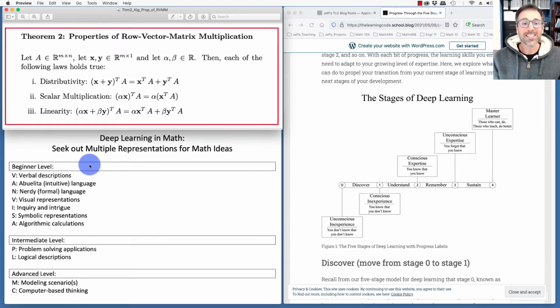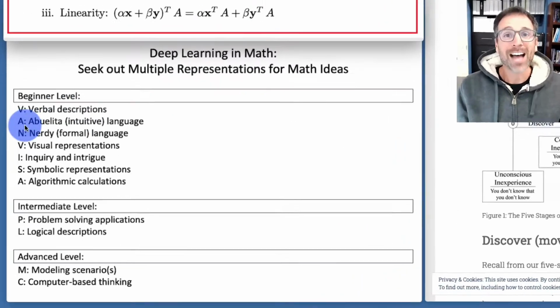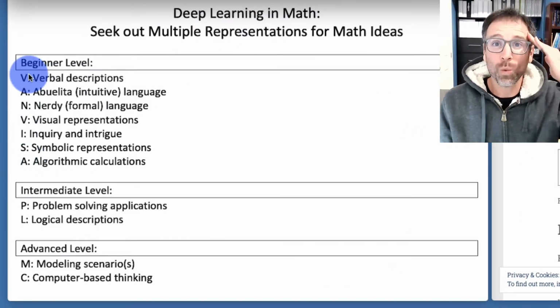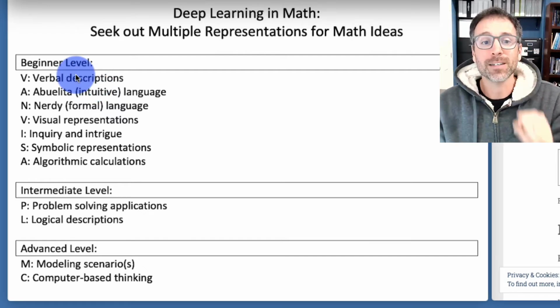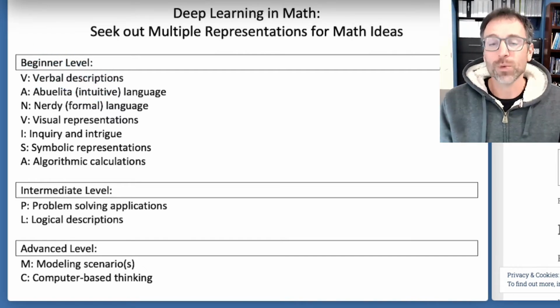To do this, I like to seek out multiple representations for any single math idea. I break these into levels. I like to say that a student that has conscious expertise in a math class has really put together a neural network that encodes one idea with multiple different perspectives. So at the beginner level, in order to reach conscious expertise, I like to use the VANVISA. V means verbal descriptions, and there are 2 types of those: abuelita, intuitive language, and also nerdy formal language.